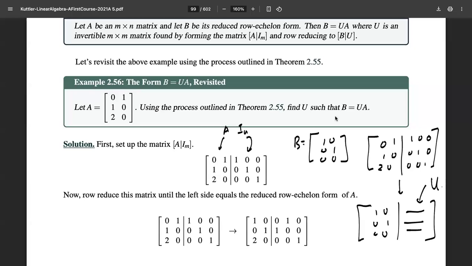Like how we did finding the inverse, we row reduce the matrix on the left side and we apply the same operations on the right side.